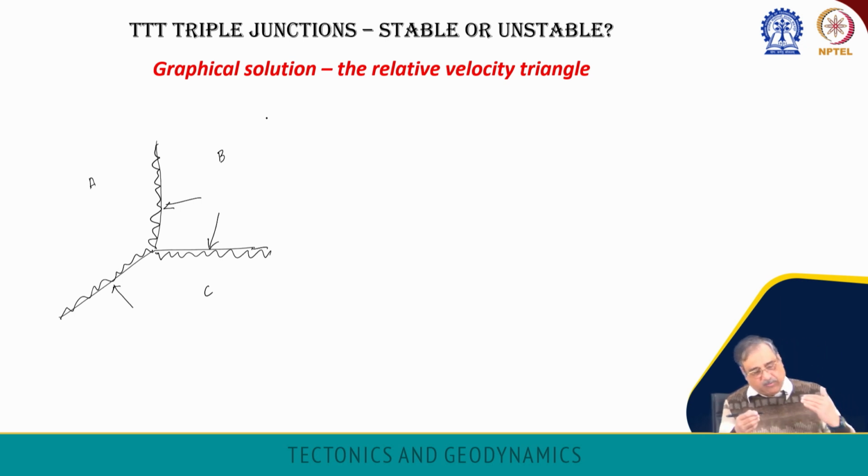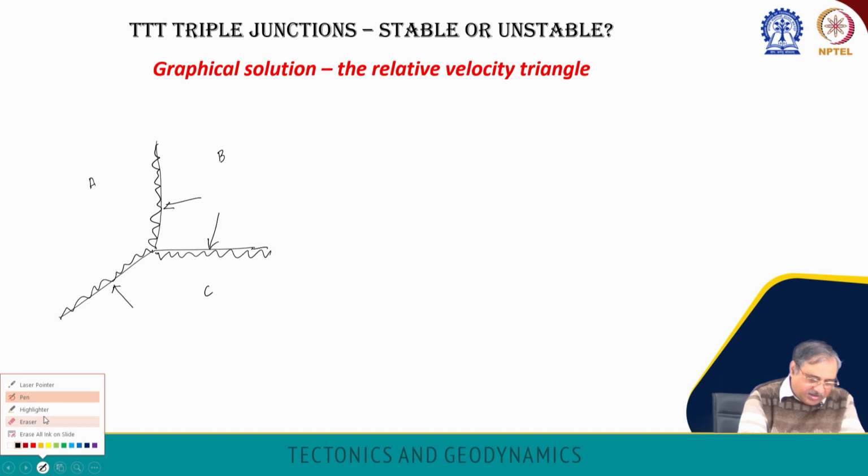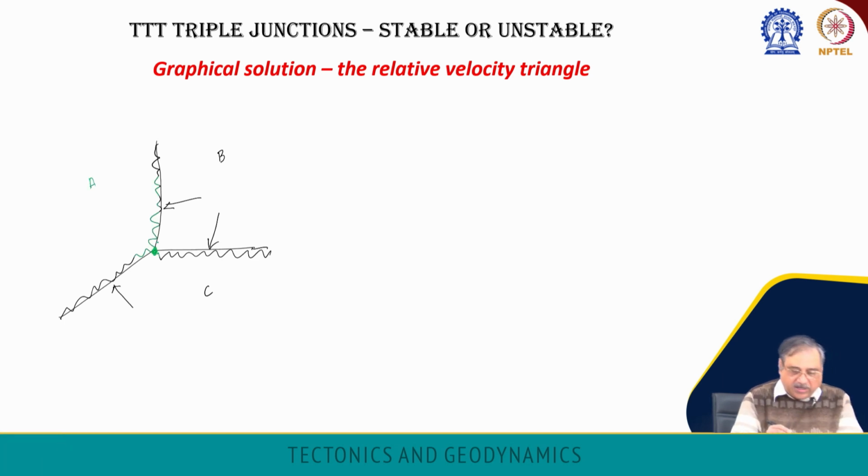Now, the question that we started off with is looking at the nature of this triple junction. This was the triple junction we were worrying about. So the question we wanted to answer is whether this triple junction is stable or unstable. Those are the catchwords: is it stable or unstable?